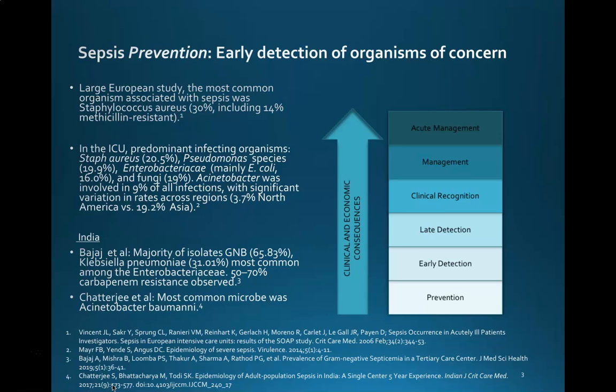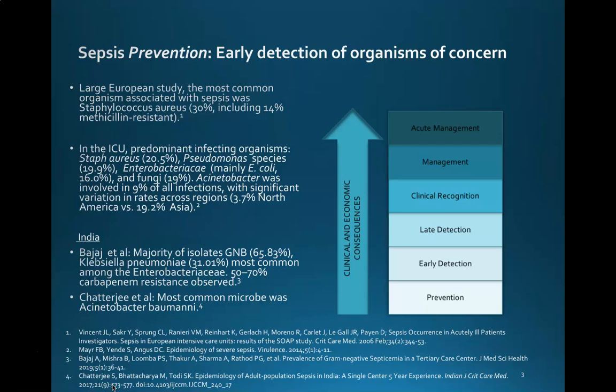Now in India, the majority of the isolates are gram-negative bacteria, close to 66% of them. Klebsiella pneumonia is the most common among the Enterobacteriaceae. And 50 to 70% of the organisms observed were carbapenem resistant. So multi-drug resistance in these organisms is also a primary concern. And then Chatterjee and his team found that the most common microbe in India was Acinetobacter baumannii.